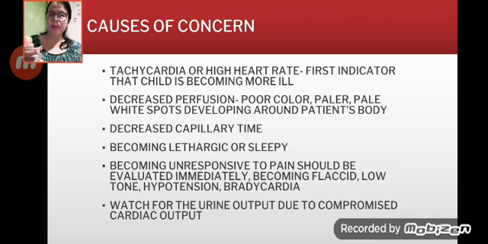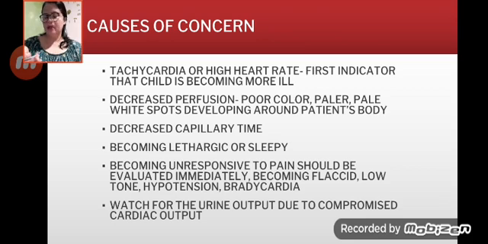Then if the baby is becoming unresponsive to pain, the patient should be evaluated immediately. If the patient is becoming flaccid and there is low tone, and especially if you have checked that the BP is very low, which is hypotensive, and the same thing with bradycardia, that's also a cause of concern.